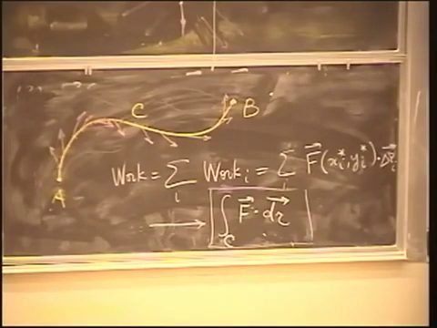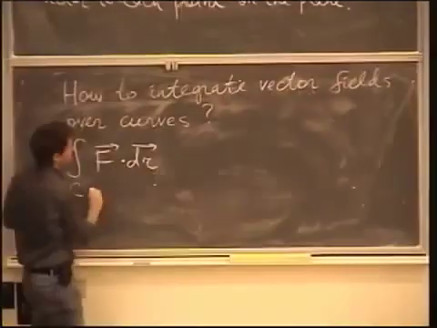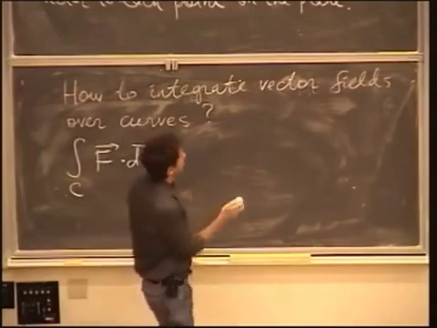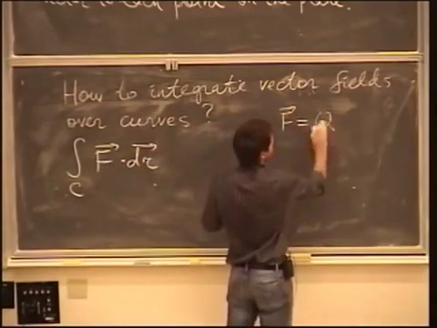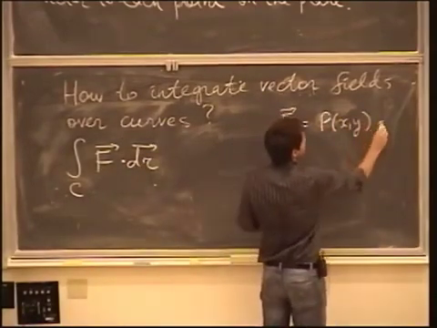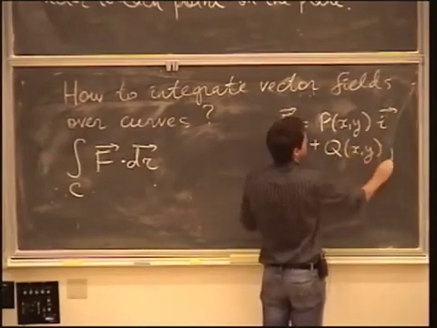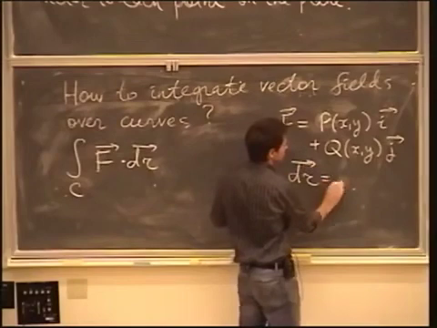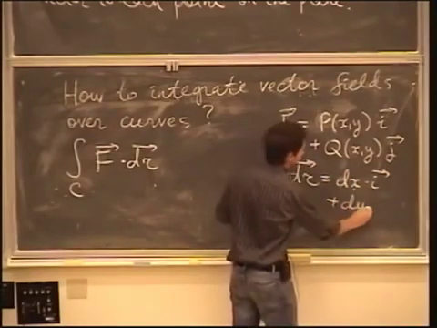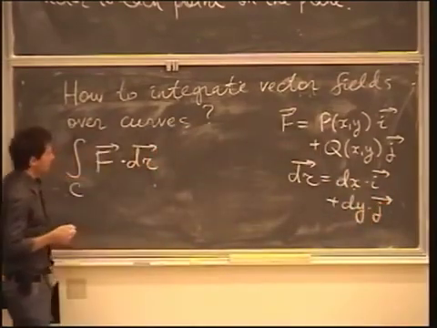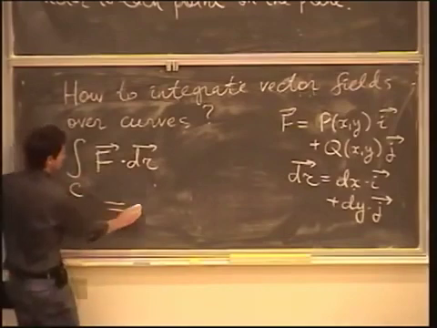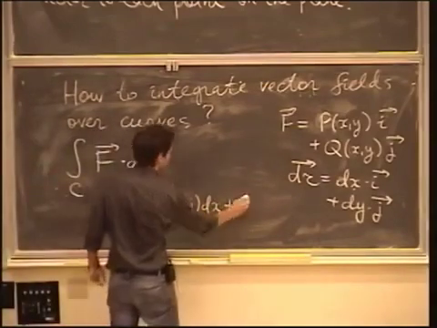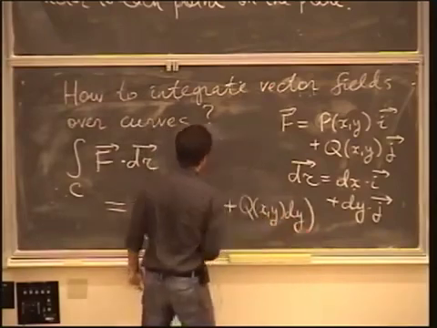It's the integral of F dot dr over C. So for the dot product, we have a nice formula in terms of the components of the vector. Let me remind you that F is a vector field which looks like this: P of (x,y) times i plus Q of (x,y) times j. Right? And what is dr? dr is a vector which is dx times i plus dy times j. So let's take the dot product of these two. The dot product is going to be P(x,y) dx plus Q(x,y) dy.